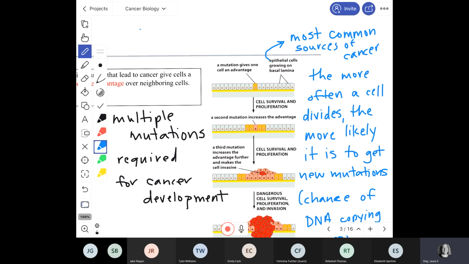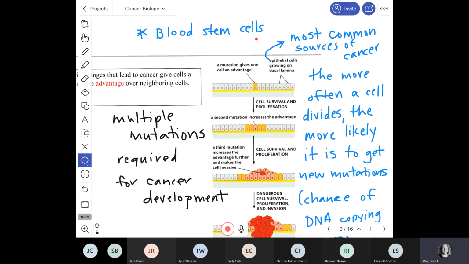And then the other kinds of cells that have to divide very often all through your life are also blood stem cells. You have to always be making new blood cells, white blood cells, red blood cells. They have to divide very often, and that's why leukemias, cancers of the blood cells, are also pretty common. So if you look at what kinds of tissues tend to start cancers in people, it's a lot of epithelial tissues.